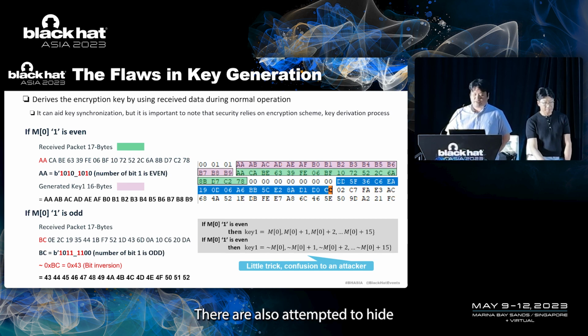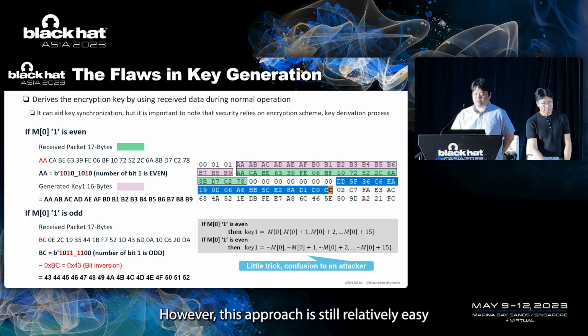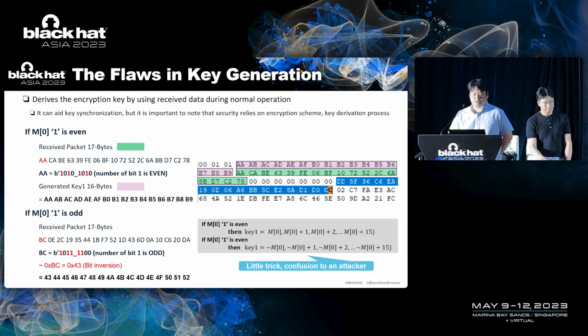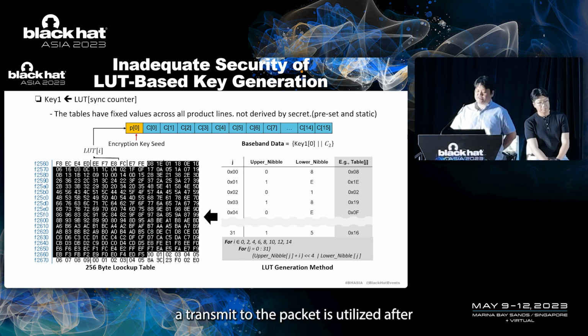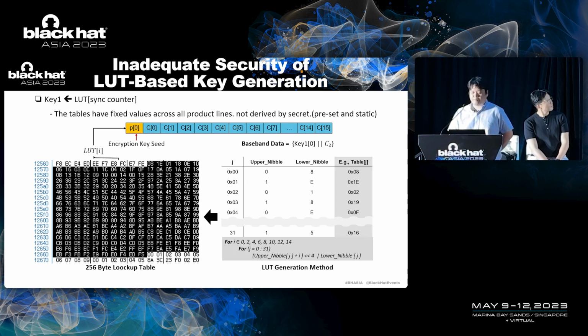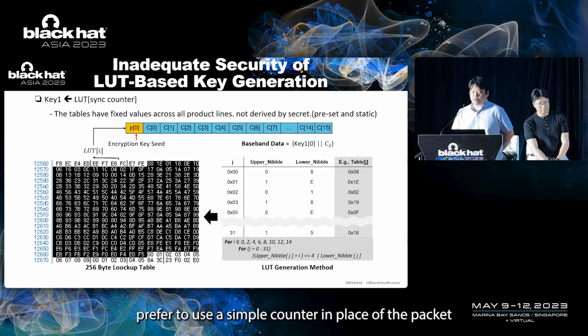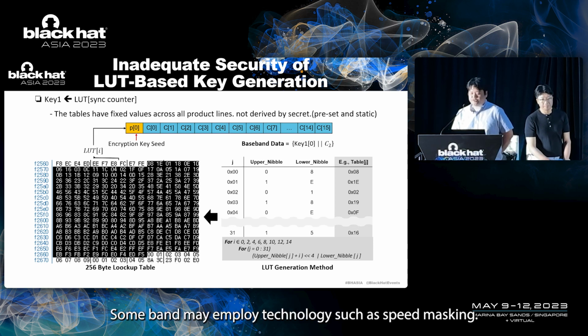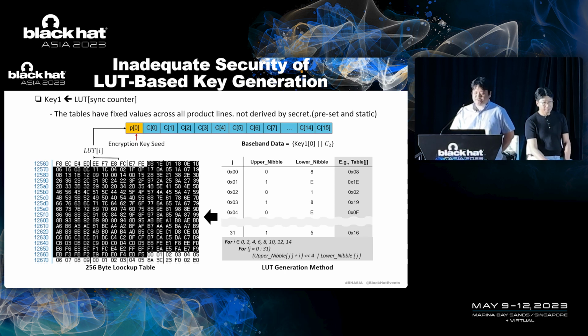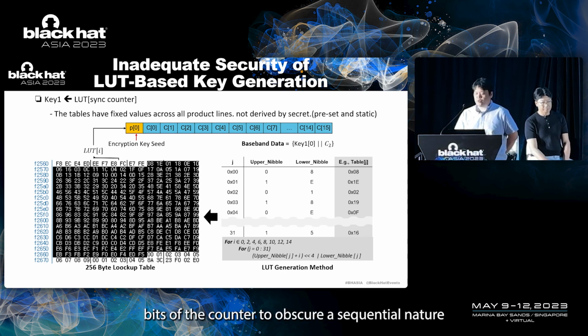Vendors also attempt to hide the sequential nature of the counter by employing techniques such as bit masking. However, this approach is still relatively easy for hackers to detect and exploit. Eventually, the first byte of the transmitted packet is utilized as the seed for key generation in this scheme. Some vendors prefer to use a simple counter in place of the packet's first byte to generate the key. To conceal the sequential nature of the counter, some vendors may employ techniques such as bit masking. This involves manipulating certain bits of the counter to obscure its sequential nature and make it appear more random.